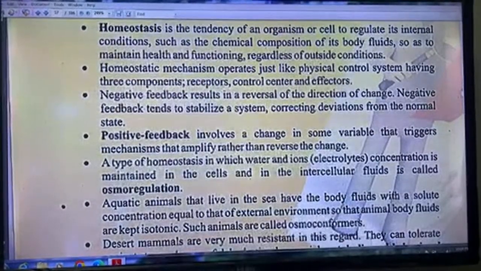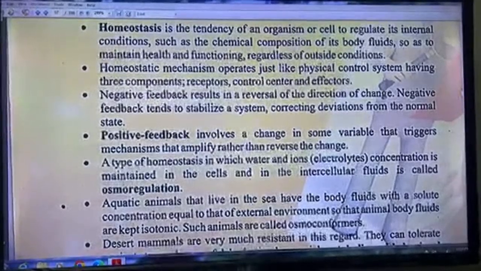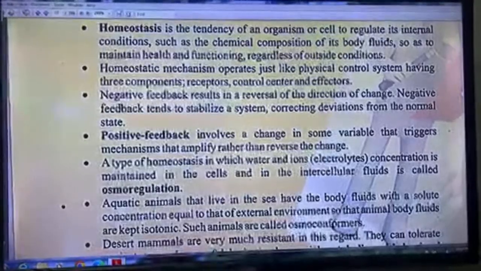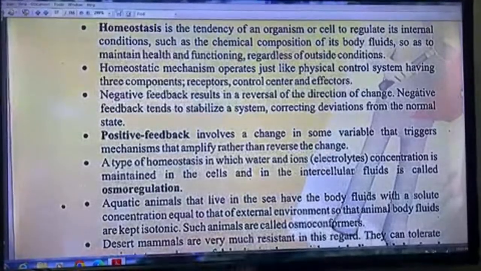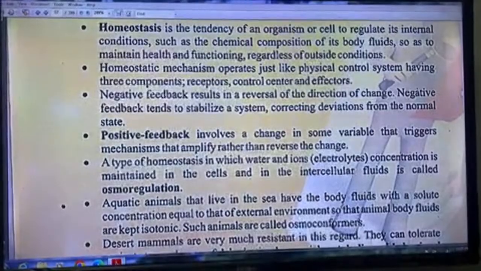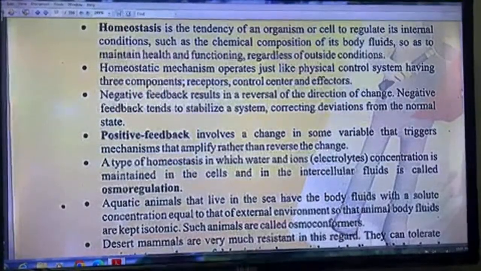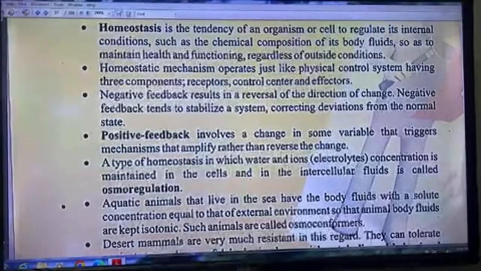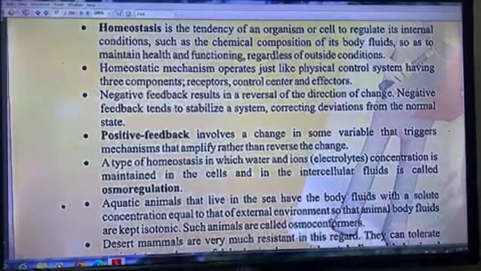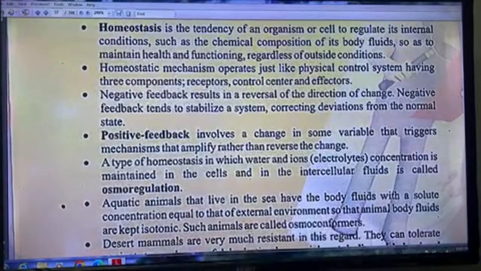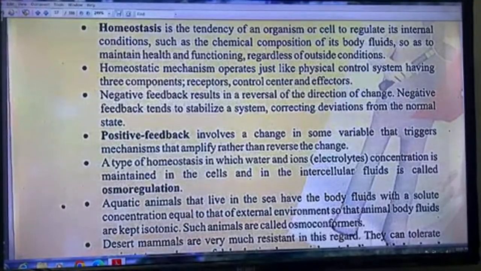Homeostasis mechanism operates just like a physical control system, having three components: receptors, control center, and effectors. Negative feedback results in a reversal of the direction of change. Negative feedback tends to stabilize a system, correcting deviations from the normal state. Positive feedback involves a change in some variable that triggers mechanisms that amplify rather than reverse the change.